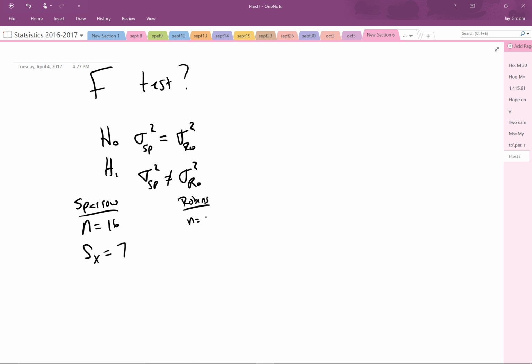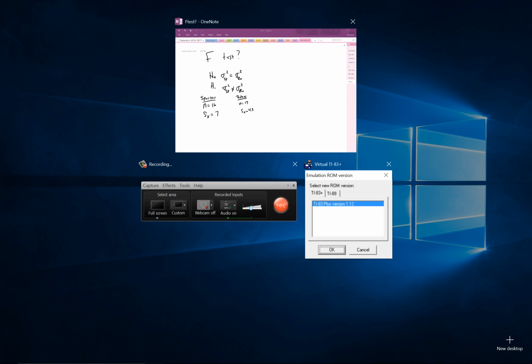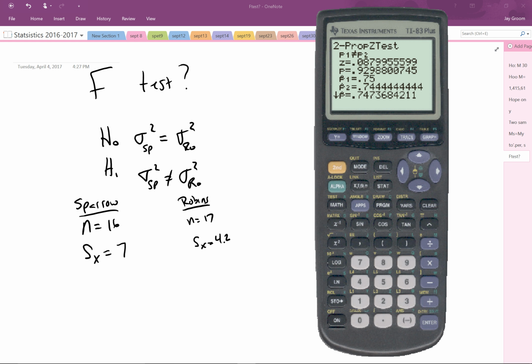And let's sample 17 robins and the standard deviation is 4.2. Interesting. Now, of course, we've watched the videos. You've seen how to do it by hand. But on the calculator, we're going to go in here, come down, and find, somewhere, remember, that's not the same chi-square test. We want this guy right here. Boom.